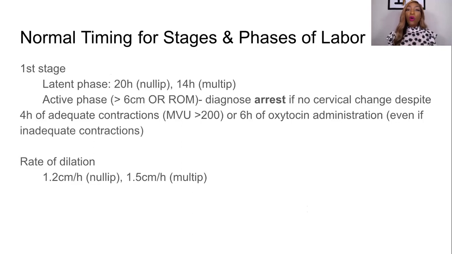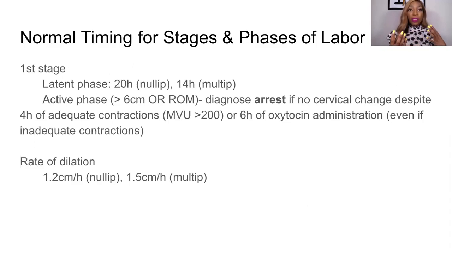So there are normal timings. Not every physician and most practitioners, midwives, we don't necessarily go by this timing, but it's a great gauge. It's a good guideline to know if there is what we call protracted labor, arrest of dilation, if there's some kind of dystocia or problem with labor.